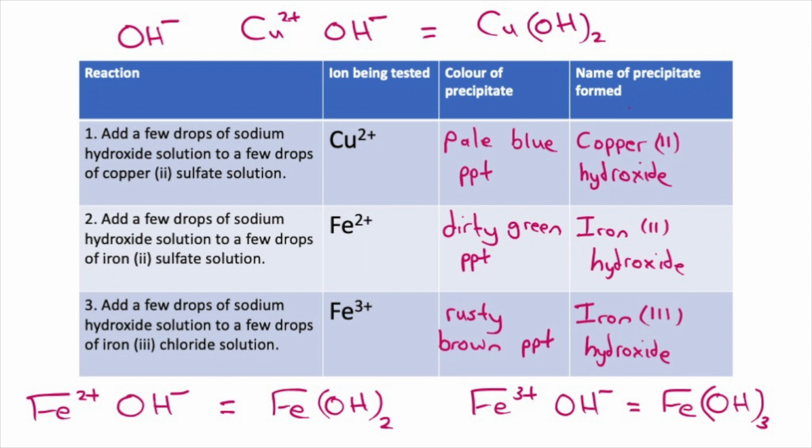Now any compound or solution that contains Cu2+ ions will be blue in appearance, and if they contain Fe2+ ions they'll be green in appearance, and Fe3+ ions they'll be brown in appearance. However, to confirm the presence of these ions we need to react the ions with hydroxide ions, and it's usual to use sodium hydroxide solution for this. However, any hydroxide solution would work. So for example, if we added calcium hydroxide solution to Cu2+ ions, we'd still get the pale blue precipitate, which would show us that Cu2+ ions were present.